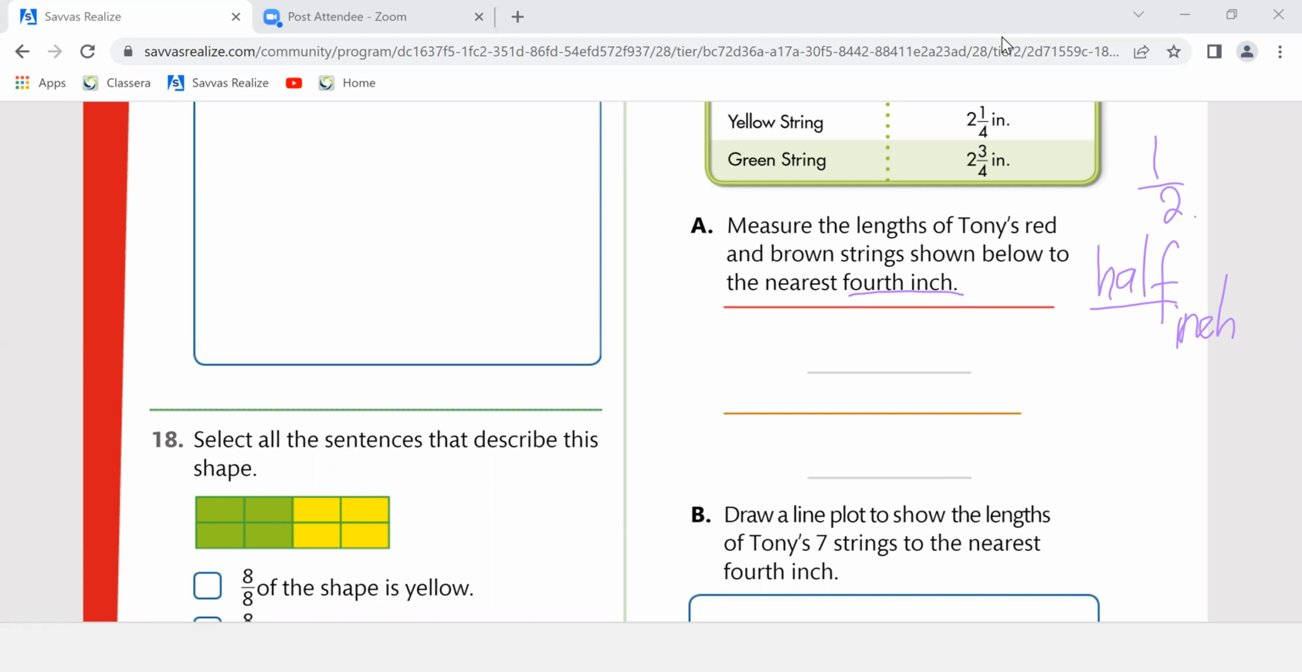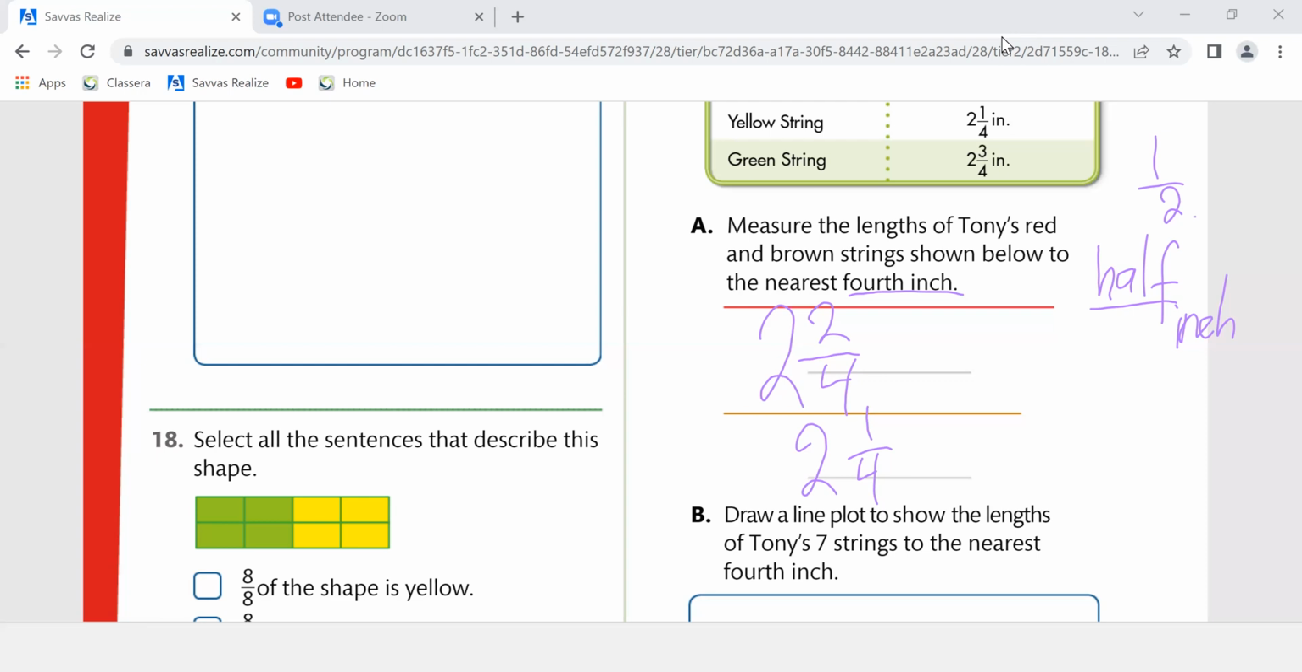So this one is going to be 2 and 2 out of 4 inches. The red one. 2 and 2 out of 4. Okay, this one is going to be 2 and 1 out of 4, because we are measuring to fourths. Here 2 and 2 fourths. Here 2 and 1 fourth. Okay, do you count this? Yes. Go to the B.